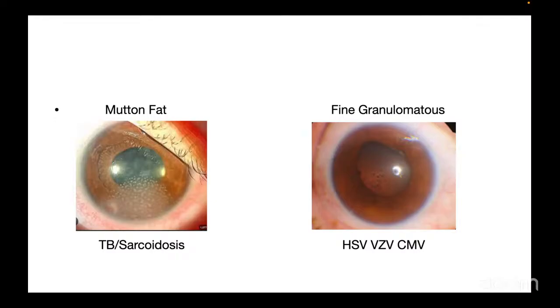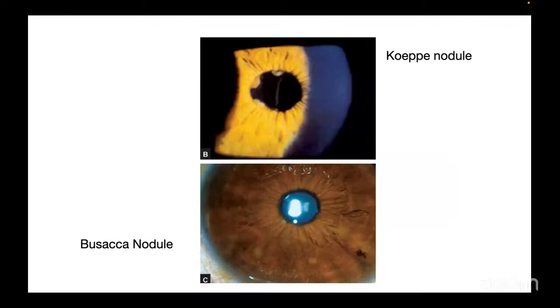These pictures show mutton fat KPs. One of the most common causes is TB and sarcoid. These are the fine granulomatous KPs, where HSV, VZV and CMV are among the major causes. I have mentioned these as the most common, not the only ones. You can look for nodules also, Koeppe nodules and Busacca nodules.